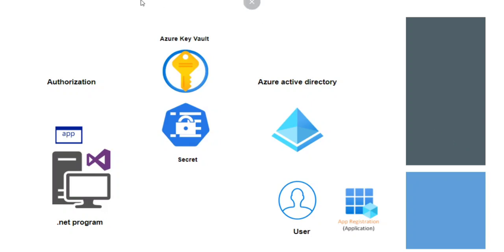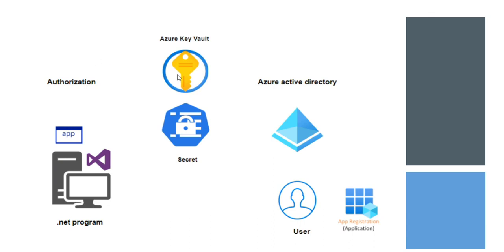In our demo, what we are going to do is this: we have a .NET program in our local system and we have Azure Key Vault in place. Now we want to access the secret in our code base. Whatever application we have here is going to use this secret, but we need some way to authorize this particular local system to the Azure Key Vault.